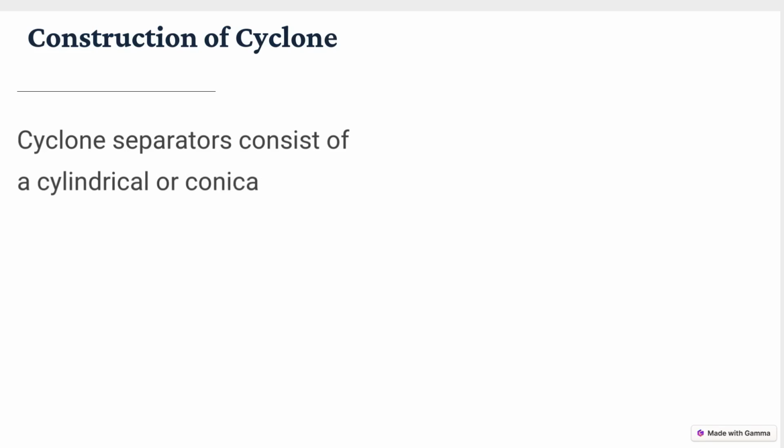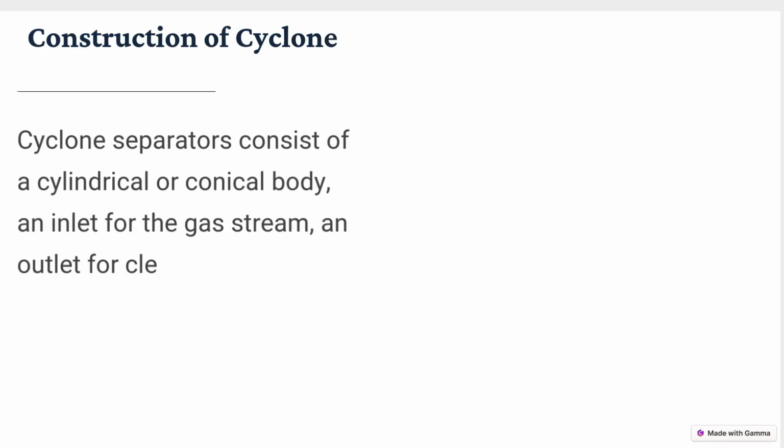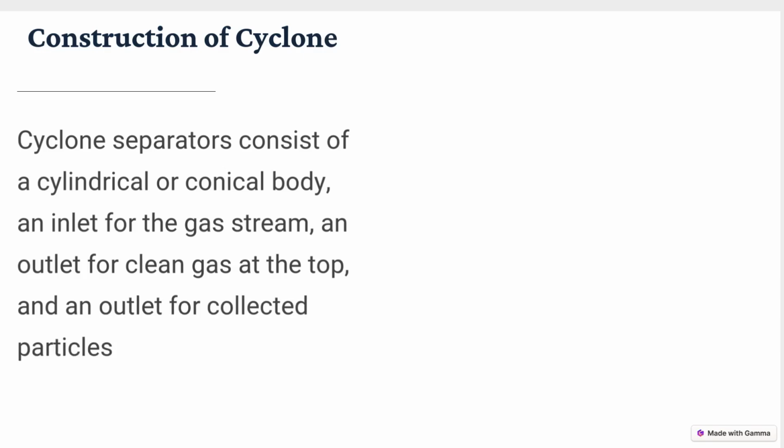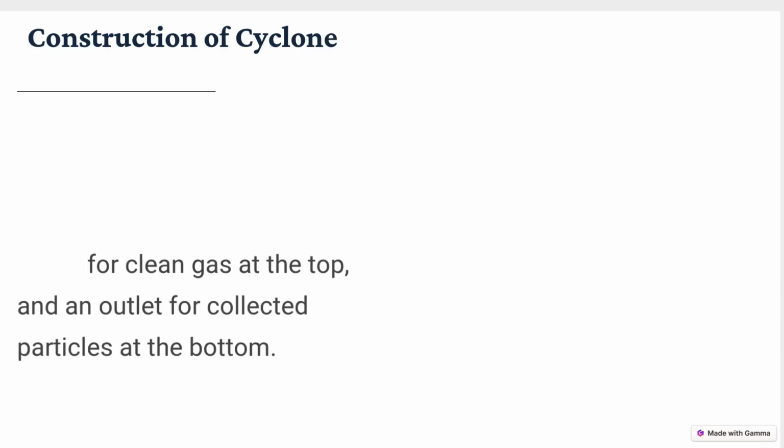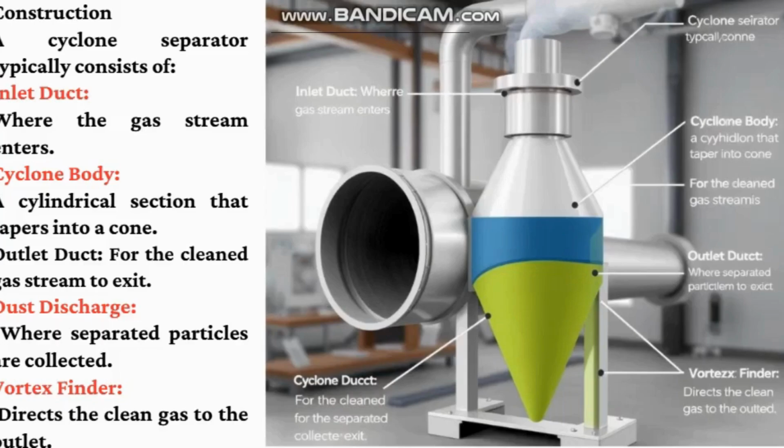Construction of cyclone separator. It consists of a cylindrical or conical body and an inlet for the gas stream, an outlet for clean gas at the top, and an outlet for the collected particles at the bottom. Here are the different parts of the cyclone separator. The first one is the inlet duct. The inlet duct is the one through which the air with a high velocity, or the stream of air, is introduced.